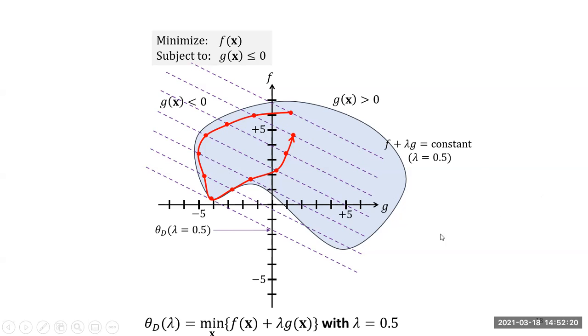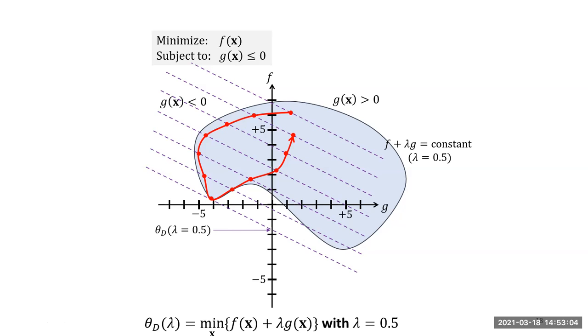And so with lambda equals 0.5, what am I doing here? In fact, I'm adjusting the primal variable x, right? Keeping lambda fixed, I'm adjusting the primal variable x. So what does this minimum value that I got here mean? The minimum value is this, and that is theta d for lambda equals 0.5.